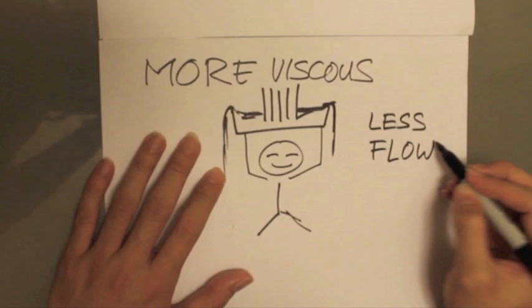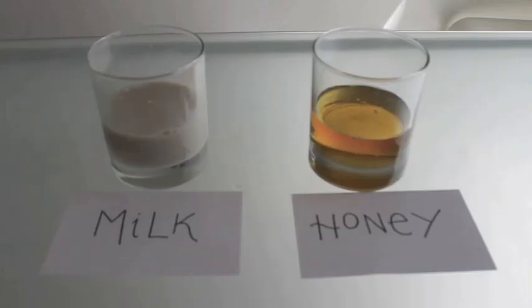Now let's head to the kitchen to see what low and high viscosity fluids actually look like. Here we have two glasses, one containing milk, the other containing honey. As bubbles are blown in the glasses, watch carefully and look at the movement of the bubbles.